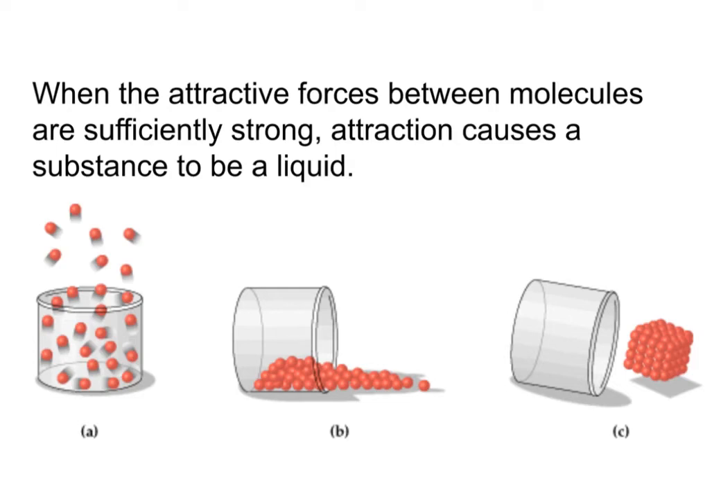When molecules in a sample of matter have no attraction or almost no attraction to each other, they will fly any which way. That sample of matter will be a gas. When the attractive forces between molecules are sufficiently strong, the molecules stick to each other. The attraction causes a substance to be a liquid.